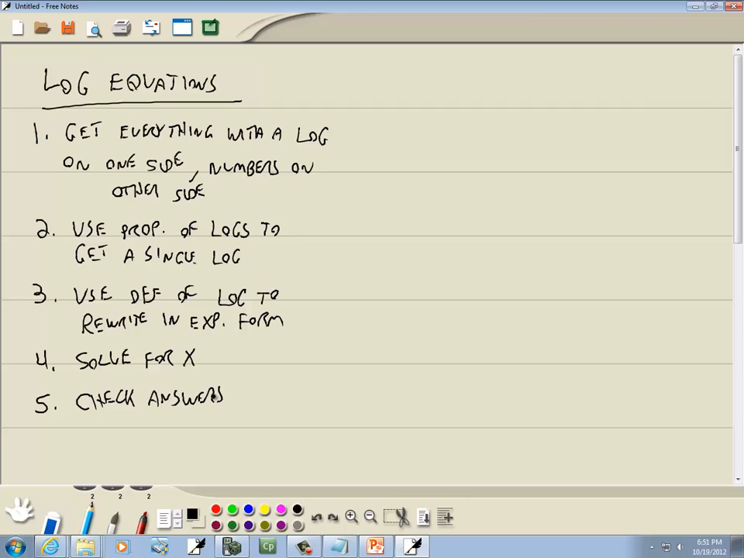Now when I say check answers here, basically we're not going to do like a full check. We just want to make sure we don't have log of 0 or log of a negative number. And we'll see that with some examples. Now I would almost wager that these steps work 100% of the time. Now I am going to show you a shortcut. Normally I avoid those, but this shortcut is well worth it because it'll save you maybe 5 or 6 steps on these problems.